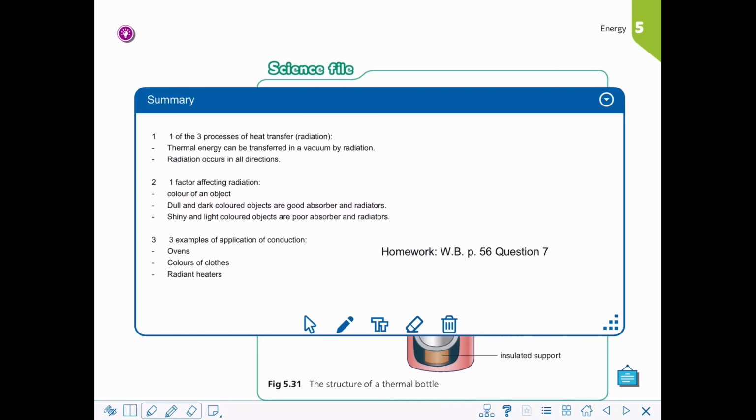For homework, I would like you to do workbook page 56, question 7.